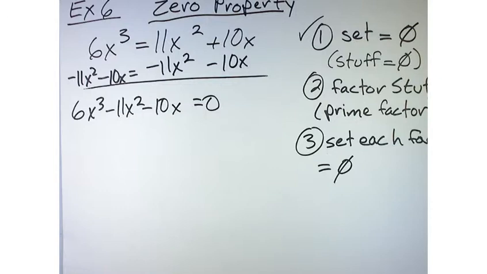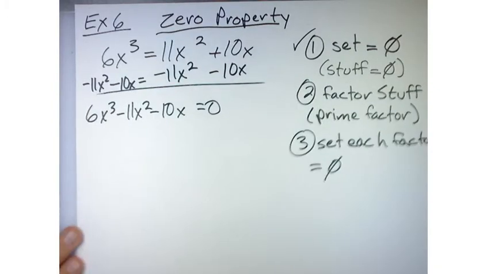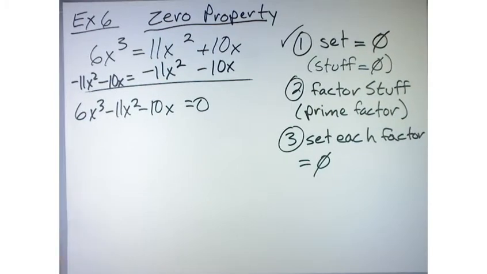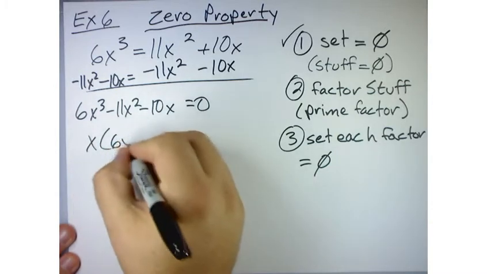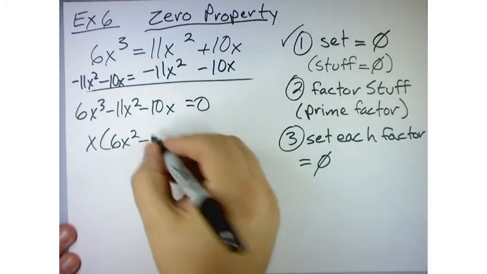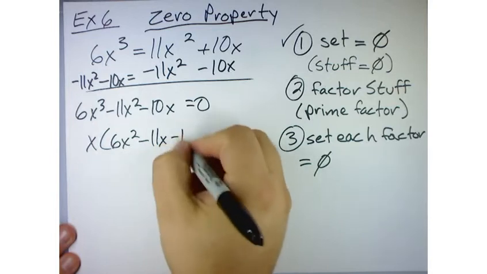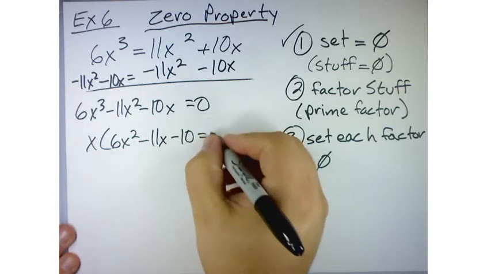Next, I need to factor some stuff. Whenever we go to factor something, we look at all the terms and see if there's something we could pull out. We could pull out an x, right? Somebody said x. So if I pull out an x, I get 6x squared minus 11x minus 10 is equal to 0.